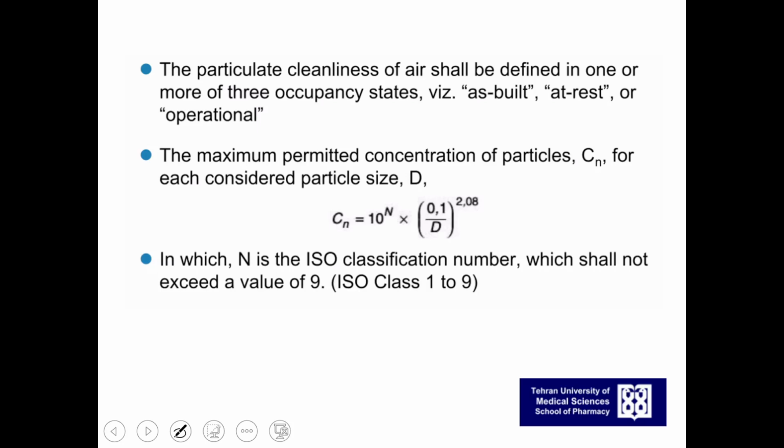So C1, for each considered particle size D, we can identify which clean room it will be. From that, if we want to generate a class 9 clean room, then we put n equals 9, 10 to the power 9, and through that we can identify how much particle size should be acceptable per cubic feet.